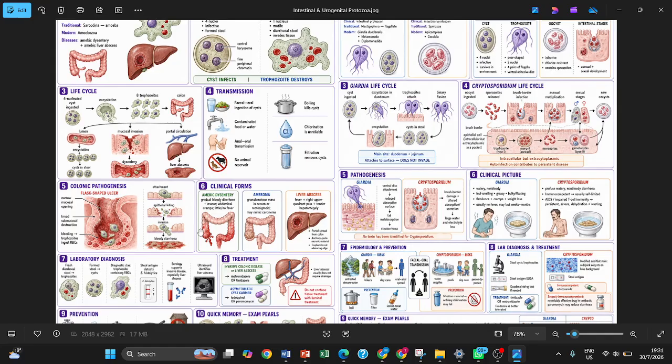And for Giardia, we already spoke about watery diarrhea, foul-smelling stools, flatulence, cramps, and weight loss, and there is no fever in Giardia.